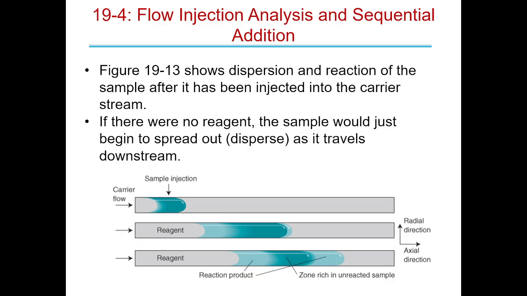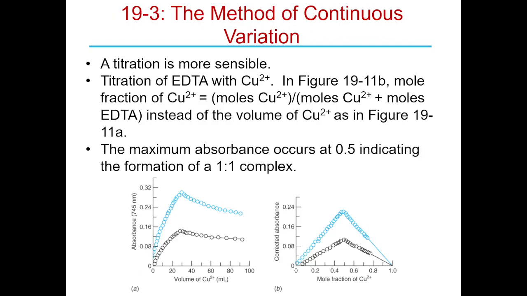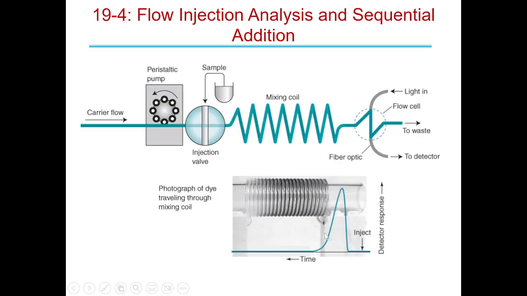Okay, so figure 19.13 here shows the dispersion and reaction of the sample after it's been injected into your carrier stream. Remember, you're going to inject it. It's going to then mix with your carrier stream, which is going to have the reactants in it, okay? It's then going to mix along that long tail pipe, and then it'll flow into a straight portion, which will then be your cell, right? Notice there's a straight, see how this comes down on here? There's like the straight portion.